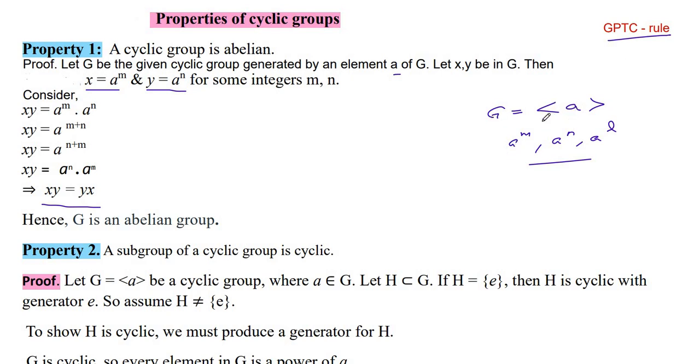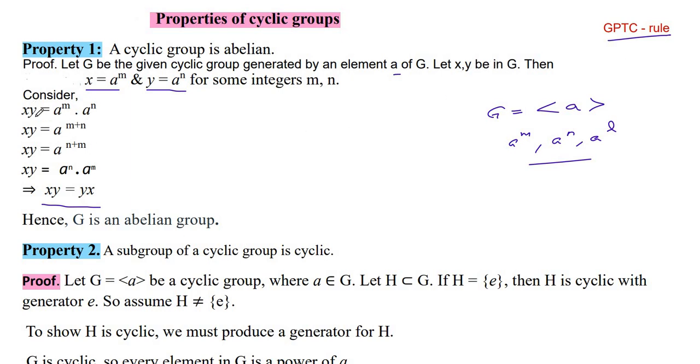So any element in G will be of the form a^m, a^n, a^l, and so on. So here we consider x and y to be any two elements in G. By the definition of cyclic group, x can be written as a^m and y as, say, a^n, where m and n are two integers. Now to show that G is abelian, we have to show that for x and y in G, x·y is the same as y·x.